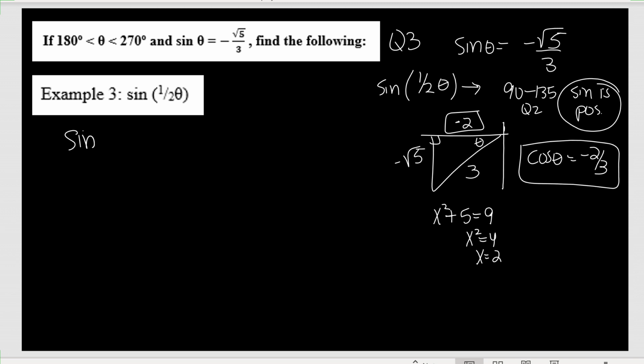All right, so sine of a half of theta, whatever that angle is, we don't really know. It is, in this case, again, still positive.